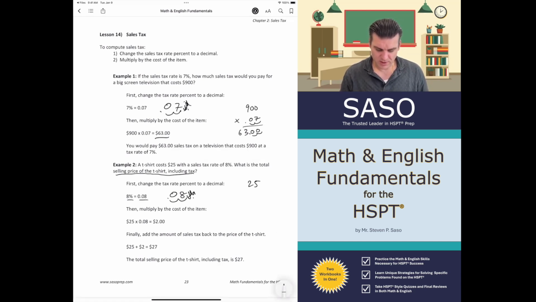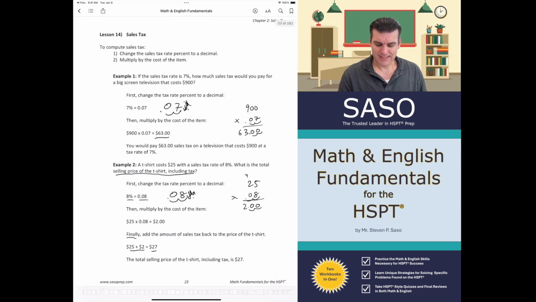So $25 times 0.08. 8 times 5 is 40. Carry the 4. 8 times 2 is 16, plus 4 is 20. And then count up the decimals. 1, 2. Move that over in our answer from right to left. So we get $2. Now, here the question is asking for the total selling price. So what we need to do is just add those $2 to the cost of the t-shirt, which was $25, and we get 25 plus 2 or 27.